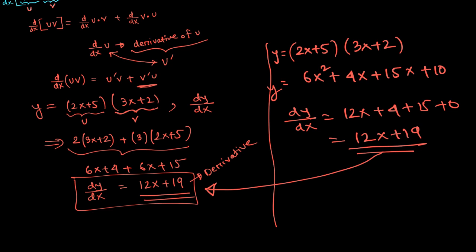And the product rule comes in handy when you have complex functions multiplied together and it's more difficult to multiply all the functions together. So that's when we use the power rule, sorry, the product rule.